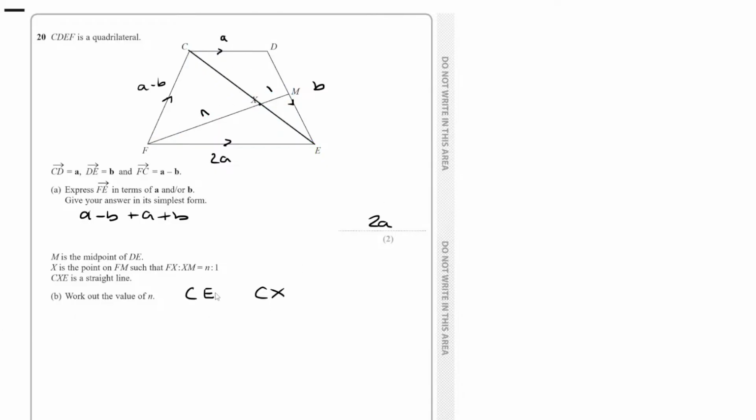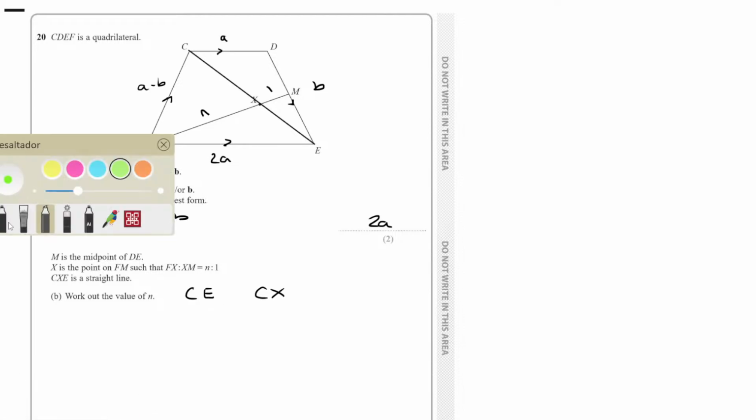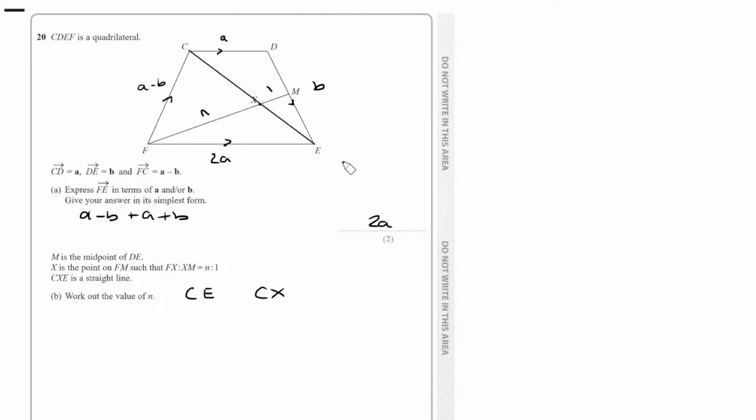So I'm going to find out CE and CX. You can find out whichever two you want from that straight line. I don't really mind which two as long as it's from that line. So for example, the first one is easiest, isn't it? Like CE is the easiest one to do. C to E. I'll write it up here so I can at least keep it all together. CE, that's pretty straightforward, isn't it? That's A plus B. You might as well just write that.